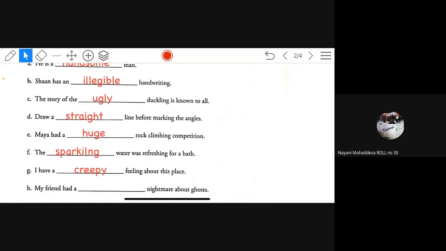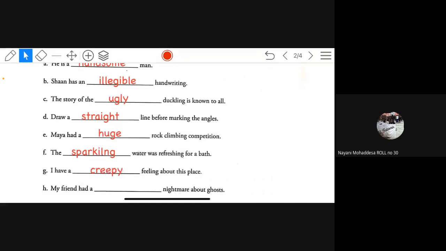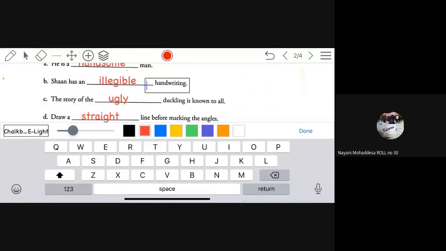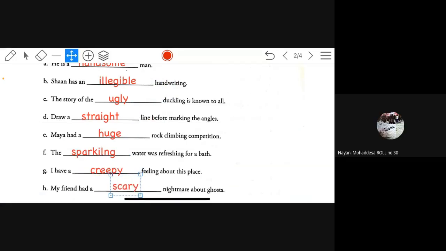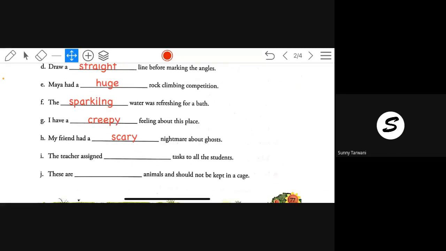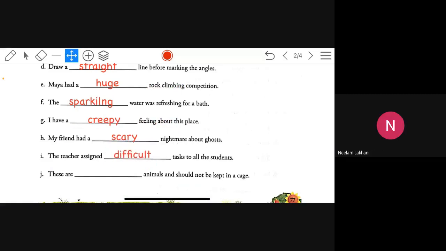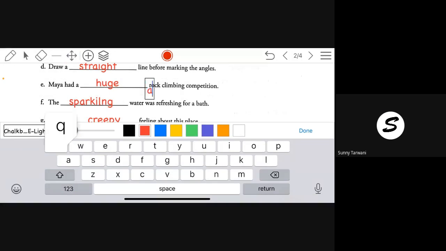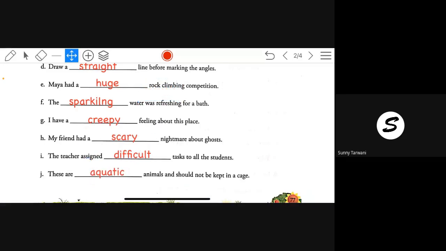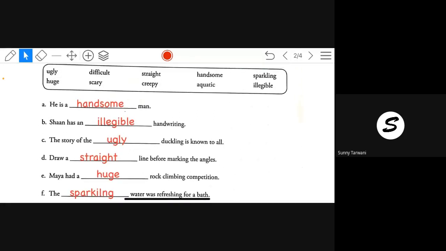My friend had a dash nightmare about ghosts. Scary. The teacher assigned the dash task. Difficult. Then, aquatic. What about the aquatic animal? These are aquatic animals and should not be kept in a cage because they would die. Aquatic animals live only inside the water.